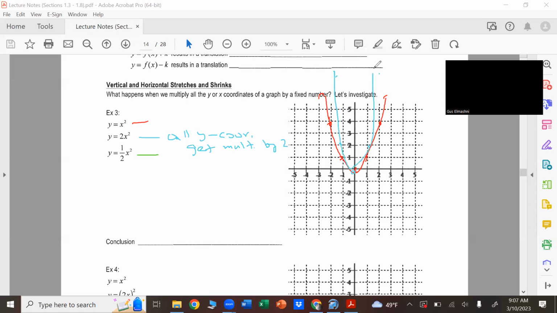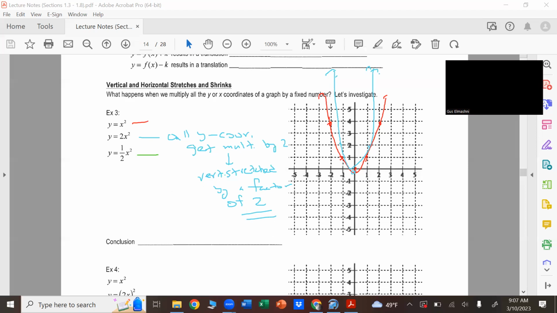It's kind of like slope in a way, not exactly, but kind of. So that gets stretched. So that gets vertically stretched by a factor of 2, because you multiply all the y values by 2.